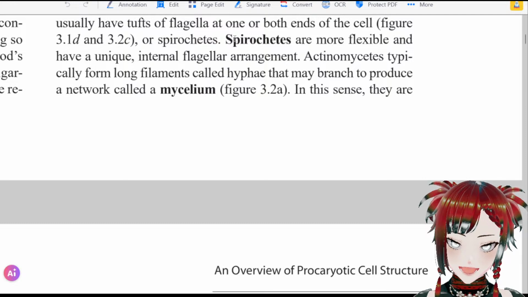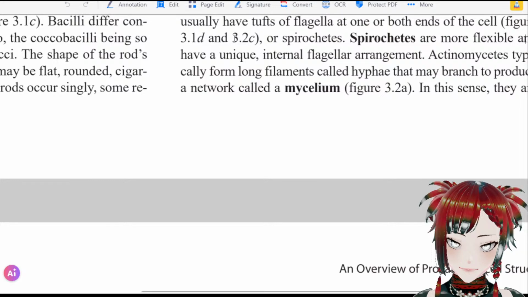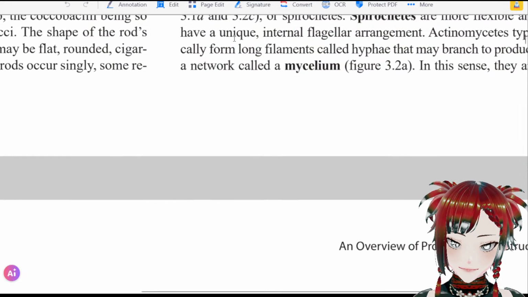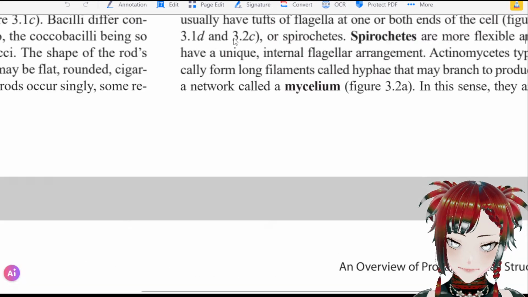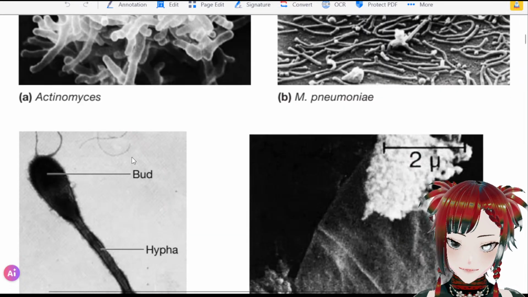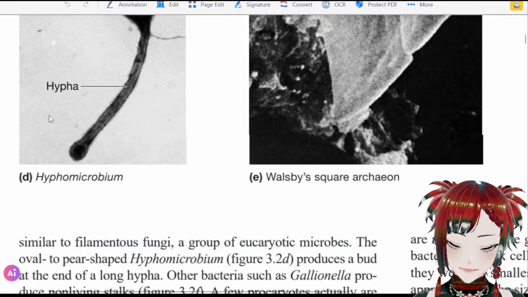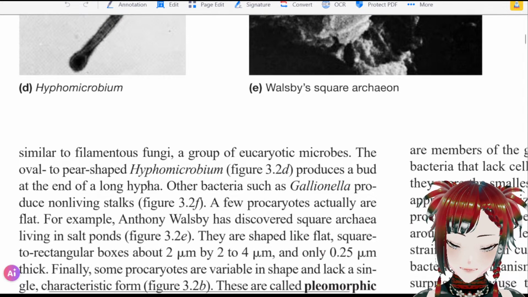So spirochetes are curved, more flexible, and have a unique appearance. Even among the spirochetes, there are shapes that are quite unique. For example, actinomycetes form mycelium and their bacterial shapes look like hyphae, even though they are not. Some have bird-like shapes and bulb-like shapes as well, which form hyphae too. Oval to pear shaped, producing a bulge at the end of long hyphae. They do call it hypha, but it isn't hyphae. Remember that, because hyphae is a completely different thing.